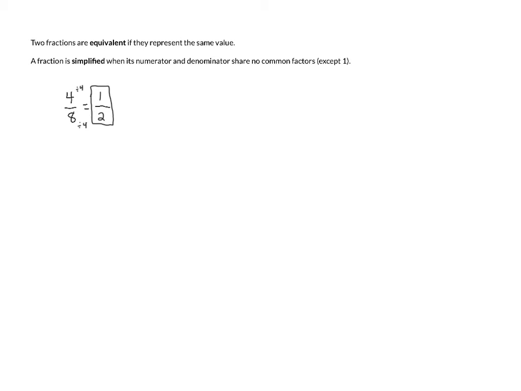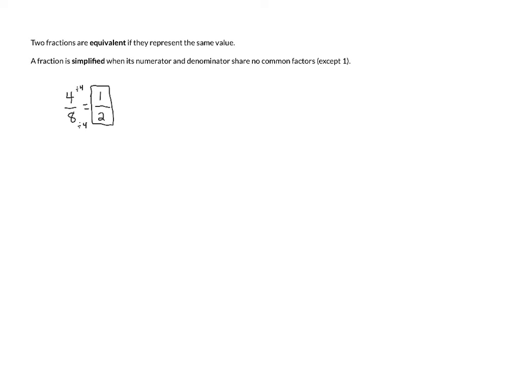One way to think about this, if you have a pizza and it's cut into 8 slices, and you eat 4 out of the 8 slices, you've eaten 1/2 of the pizza. These fractions are equivalent because they represent the same value, the same amount of the pizza, but we like to have smaller numbers because it's easier for our brain to process. That's why we simplify fractions.